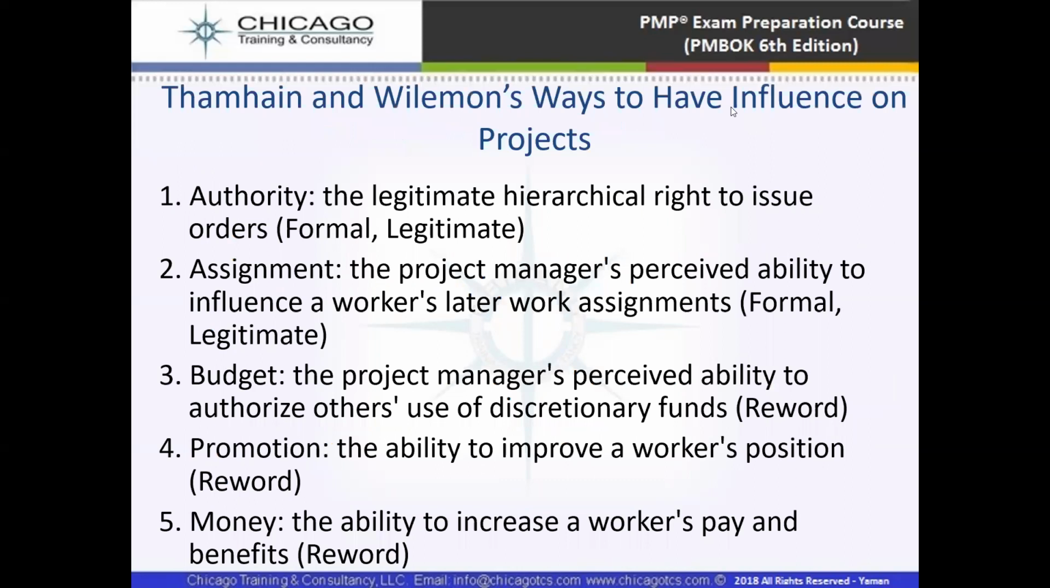And then Thamhain and Wilemon's ways to have influence on projects, like authority, assignment, budget, promotion, money. What are the ways? The authority, and what are the authority requirements in the project, and the assignments and the budget. The project manager's perceived ability to authorize others' use of discretionary funds or rewards. So basically a reward is there in this theory for the team members. And then there's promotion, the ability to increase the worker's pay or benefits by reward or by money.